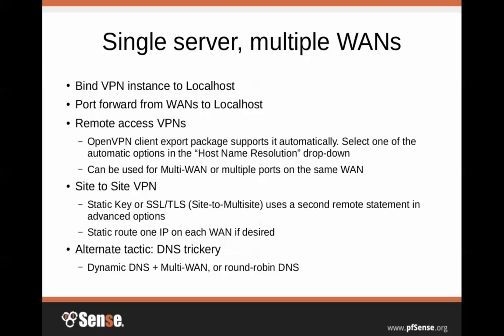Round robin DNS, you could set your DNS up so it would return one of a couple of IPs, each of your WAN IPs, and you could do it that way. That wouldn't really get you load balancing per se, but it might get you closer to it. It depends on how many clients you have and how often they request the records and whatnot.